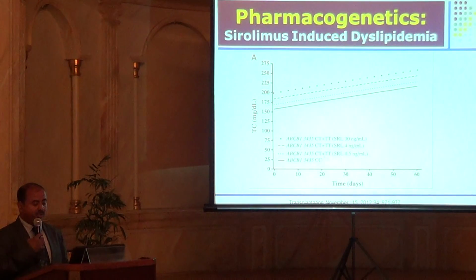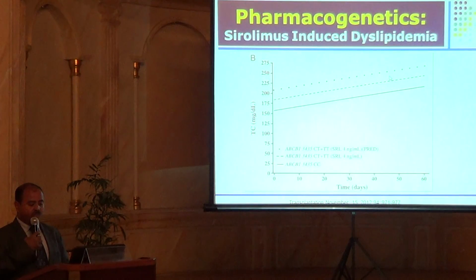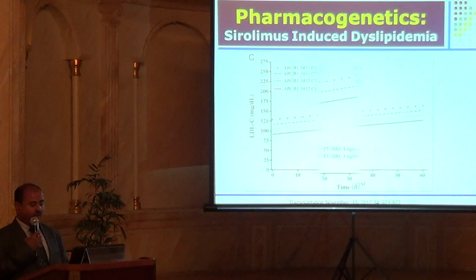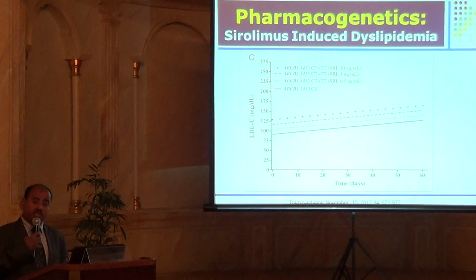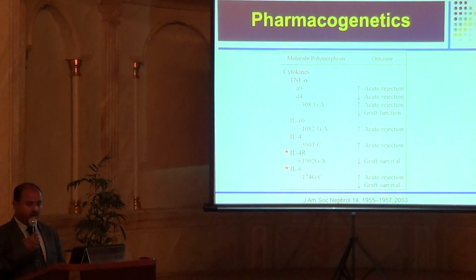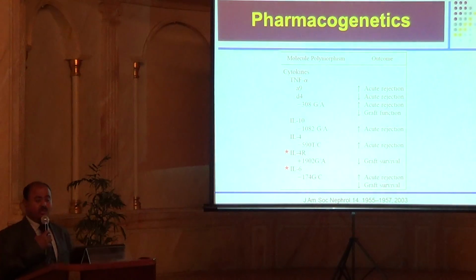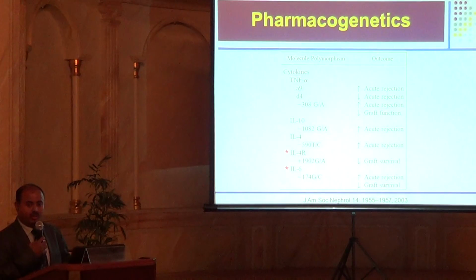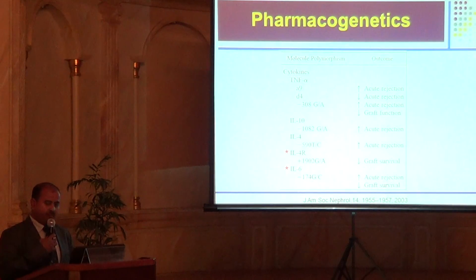Here you can explain the lipidemia associated with sirolimus. If the patient carries this ABCB genetic polymorphism, you can find total cholesterol is very high, either without or with prednisolone. So it can also explain the pharmacodynamics, which is the lipidemia, a side effect from sirolimus. I want to emphasize that it's the pharmacogenetics with the interactions and immunosuppression at an early stage.